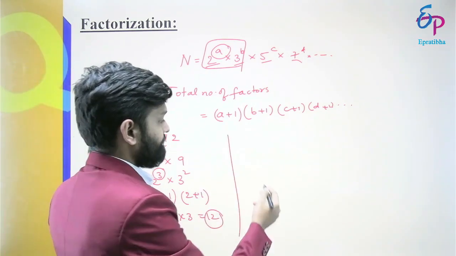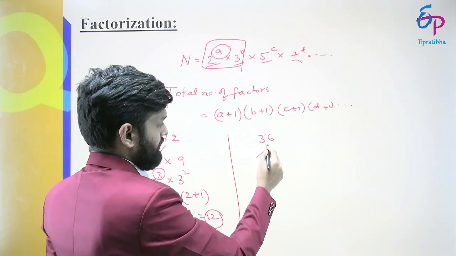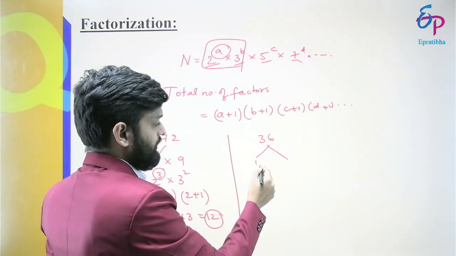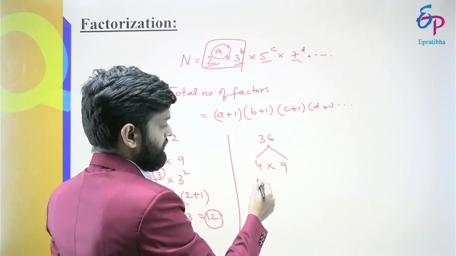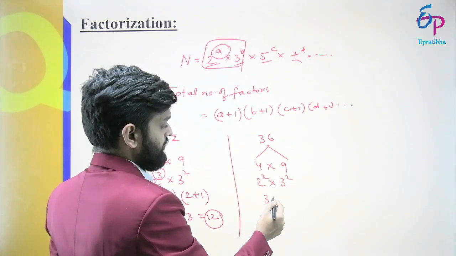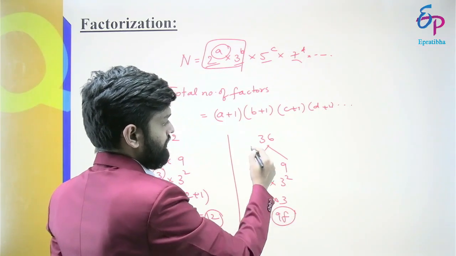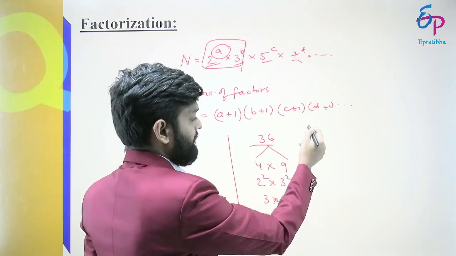If you take the number 36, it can be written as 4 into 9. 4 can be written as 2 square, 9 can be written as 3 square. So it is 3 into 3. 3 3s are 9, so 9 factors will be there for 36. You can do this for bigger numbers as well.